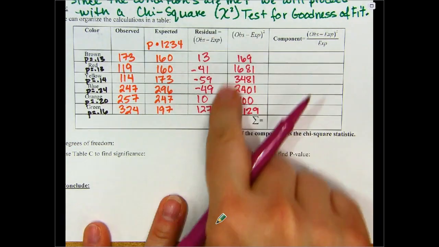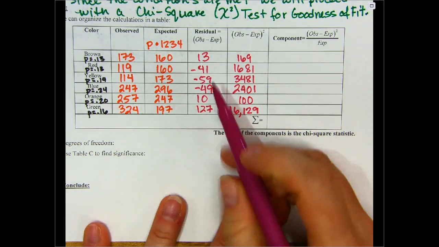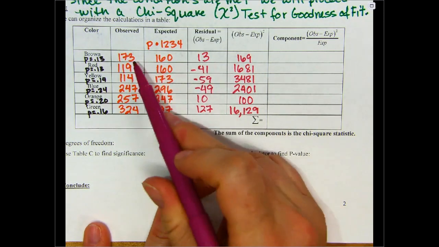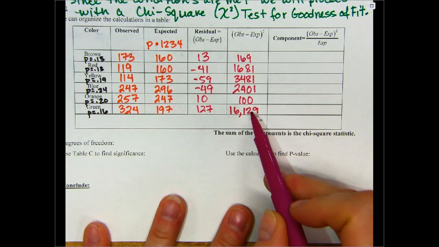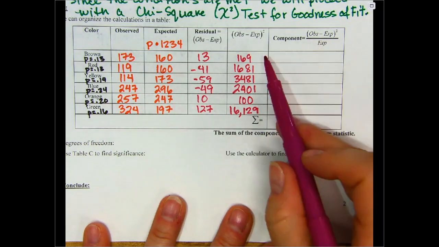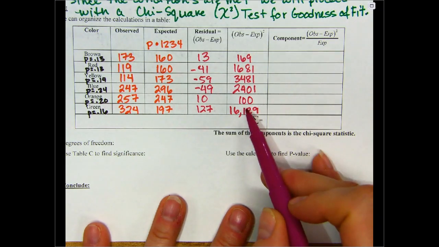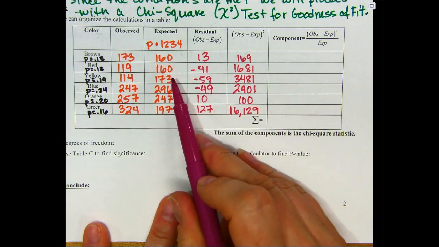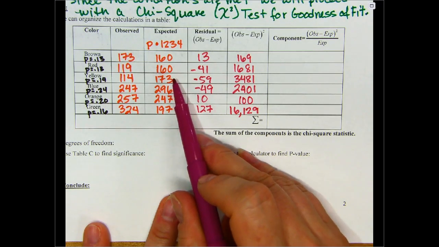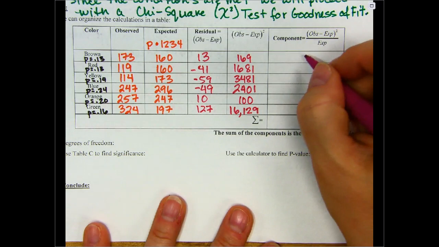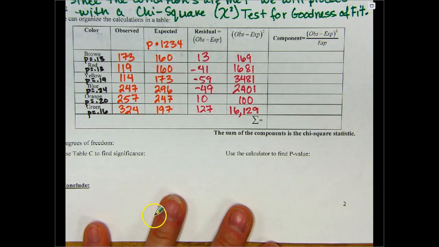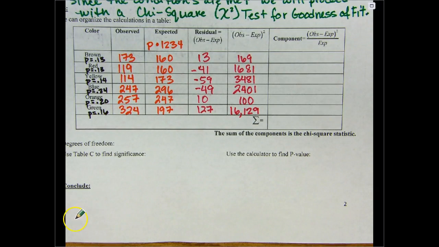My next 2 columns that I filled in here already, I just found the difference, observed minus expected, then I squared all those numbers. The component is we're going to take this last column that I filled in and divide by the expected value. This is how we're actually going to get our chi-squared value. So let me fill those in for you, and while I'm filling those in, why don't you go ahead and fill out those 2 columns right there.